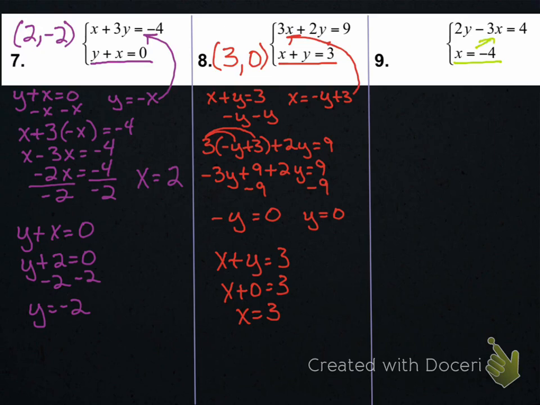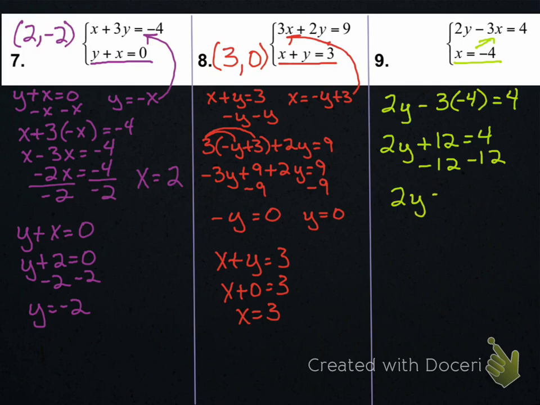Alright, this one's pretty straightforward. X is already equal to negative 4, so we're just going to plug that into my equation. 2y minus 3 times negative 4 is equal to 4. So, 2y plus 12 is equal to 4. Subtract 12. And I have 2y is equal to negative 8, divided by 2. Y is equal to negative 4. I already have x is negative 4 and my y is negative 4. So my answer is negative 4, negative 4.